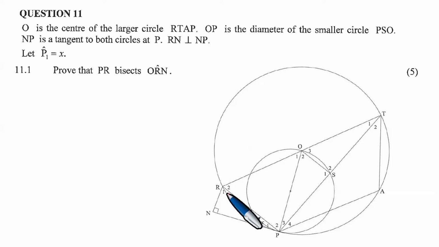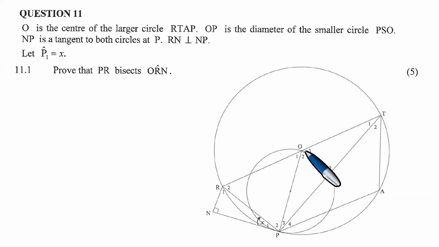Rn is perpendicular to NP. Here is Rn. It is perpendicular to NP because it makes an angle of 90 degrees here. Okay, let P1 be X. Right, so here's P1. They made it X for us. The examiner has already made it X. Prove that PR bisects ORN.